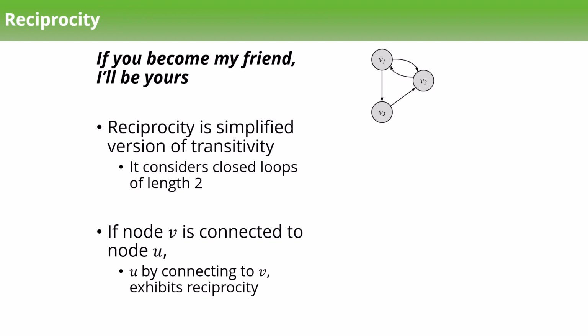The next one is reciprocity. Think about friendship. If you become my friend, I become your friend. So the relationship is mutual. In a directed network, if A tends to B and also B tends to A, then the relationship is reciprocal. So reciprocity measures whether relationships are returned in the opposite direction.